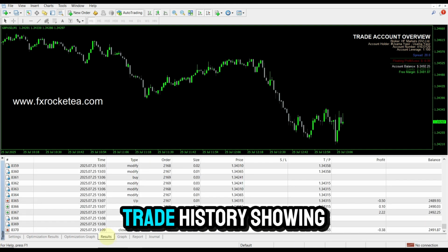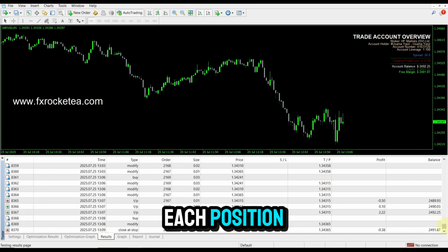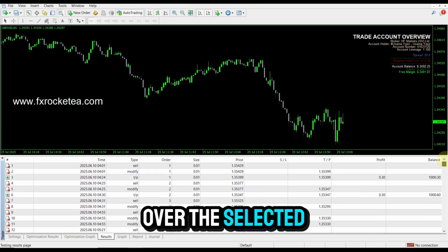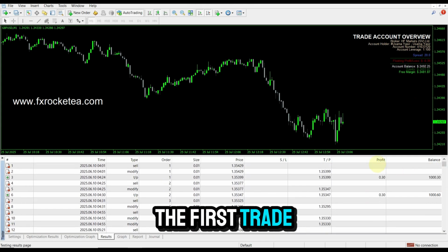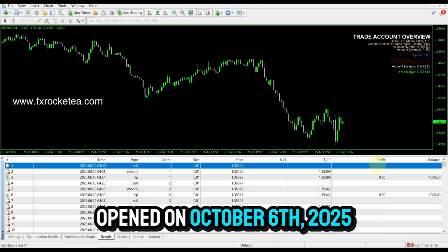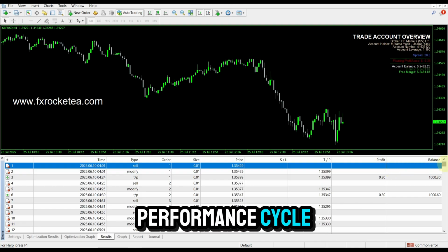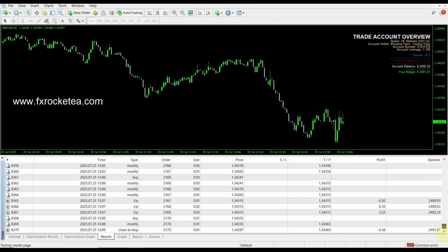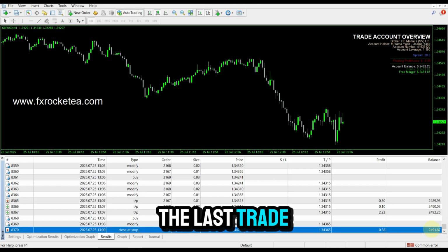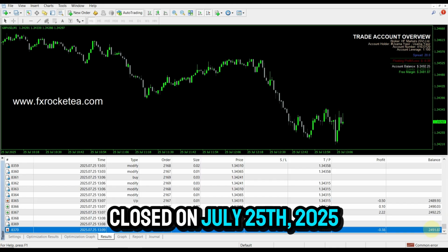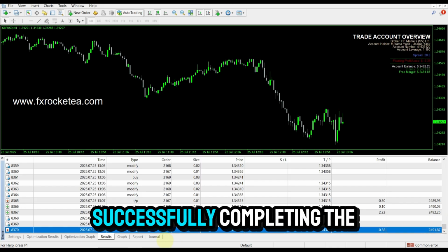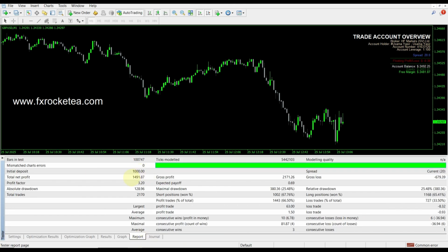Here's the detailed trade history, showing each position the EA executed over the selected period. The first trade opened on the 6th of October 2025, marking the beginning of the EA's performance cycle. The last trade closed on the 25th of July 2025, successfully completing the backtest period.